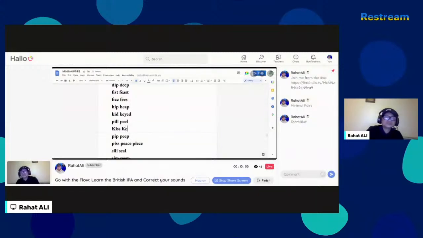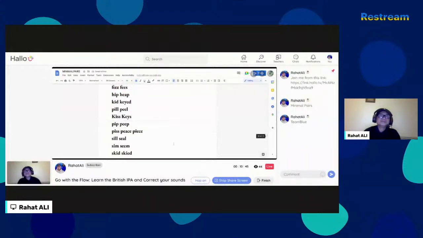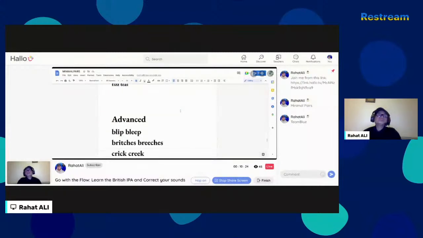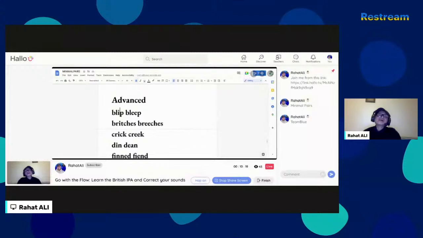Pip, peep, piss, peace, seal, sim, seam, skid, skate, scheme, till, tis, tease. These are the advanced level minimal pairs, some words.